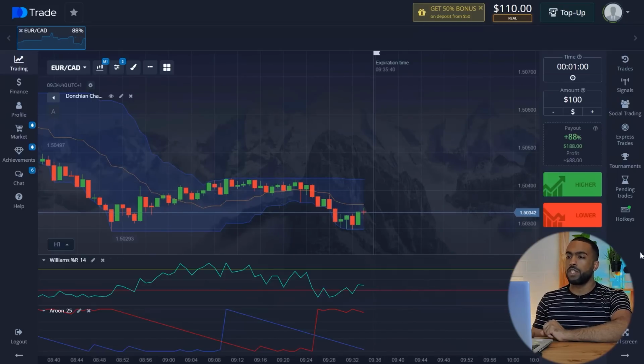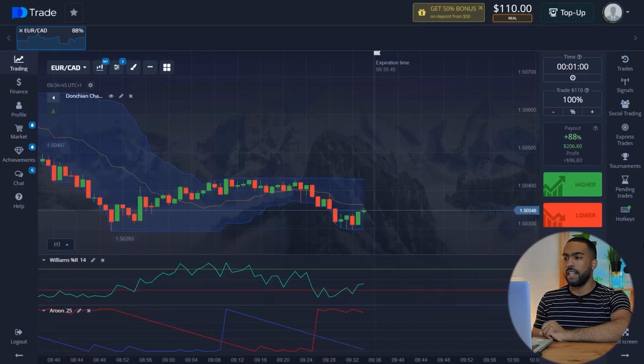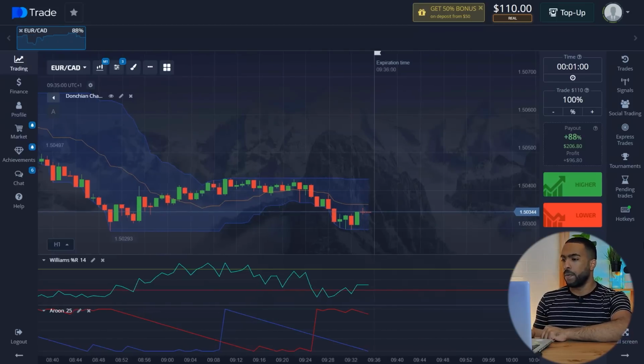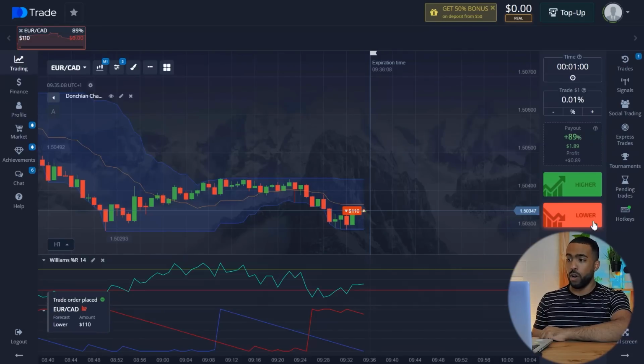Next we will change the trading amount, and instead of a specific number, we're going to choose 100%, which means all in. I've got three indicators today, which are the Donchian channel, the Williams R percent, and the Aroon indicator. I'm not going to change their settings, I'm going to keep them as standard. So here we go. I see some signals from my indicators and I want to open a down trade, 100% of my balance for 1 minute.